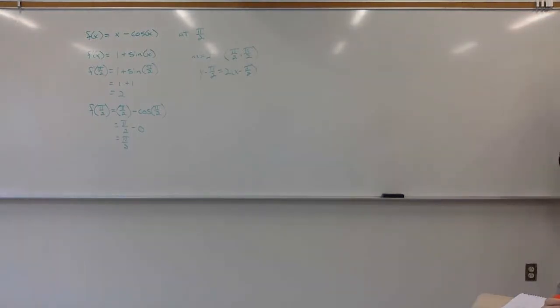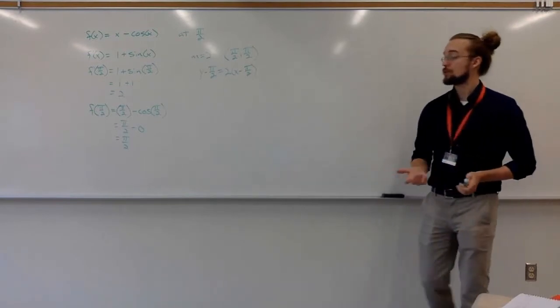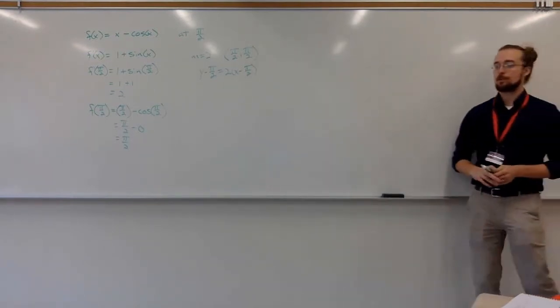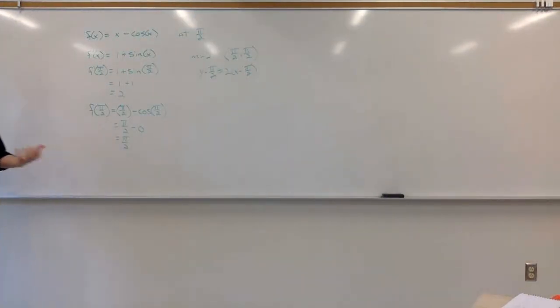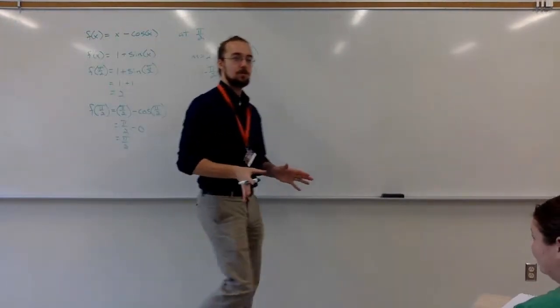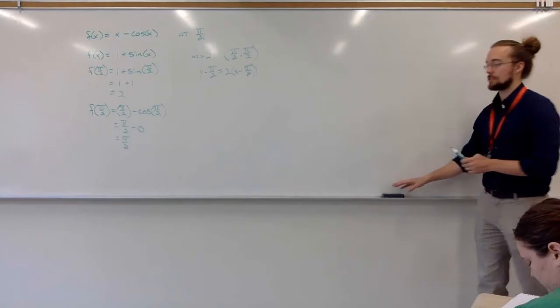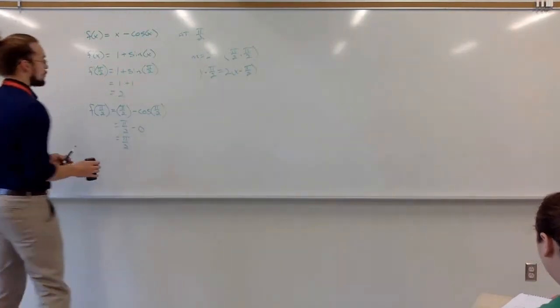Like that. Our slope is 2. Our point is pi over 2, pi over 2. So then writing the equation of the line, we get y minus pi over 2 equals 2 times x minus pi over 2. What's that what you got? Questions so far? Alright, let's try one more here.